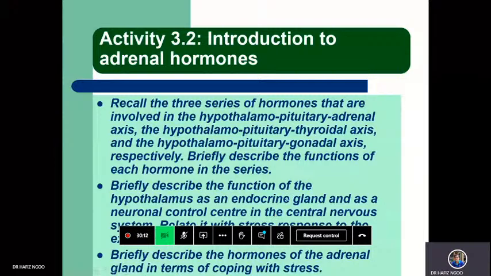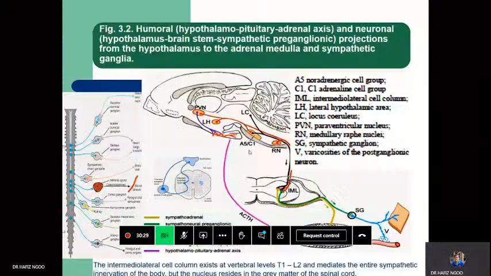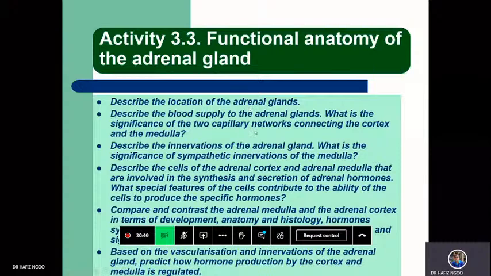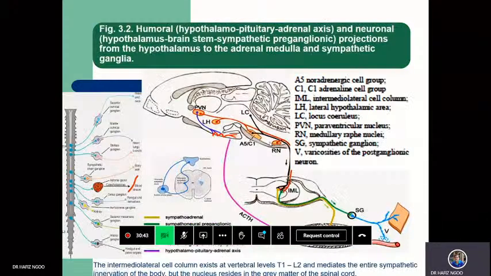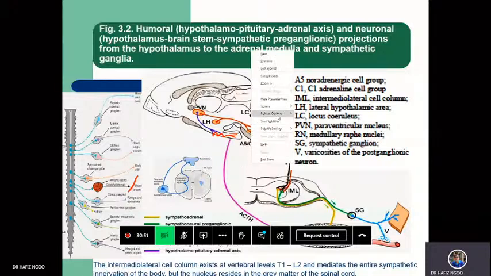Okay, and we know there are a range of neurohormones that affect the anterior pituitary, and also two hormones that basically go to the posterior pituitary. And you have another one. This is the paraventricular neuron, which goes directly from the hypothalamus into the intermedullary cell. Let's see if I can use the pointer.